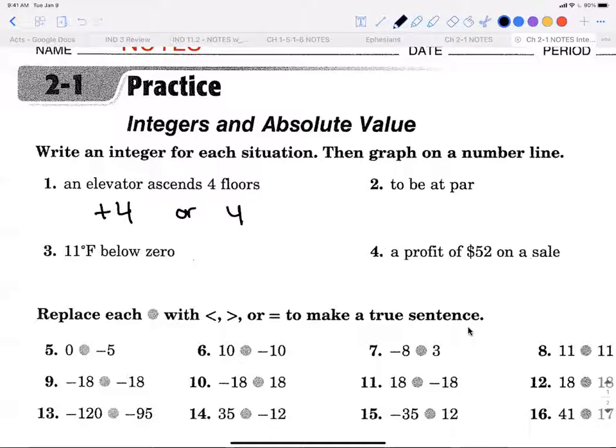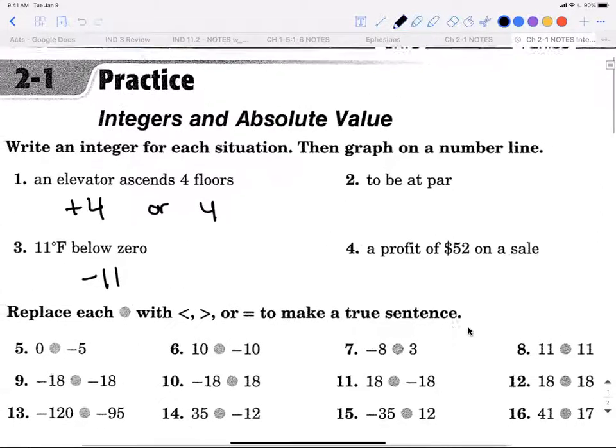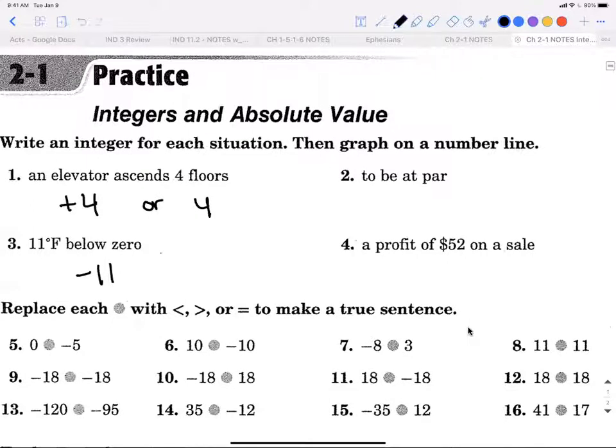So, 11 below 0. Cam? Yeah. Because it's below 0, it's a negative temperature. You would write it as -11. Okay. How about a profit of $52? Lakin?